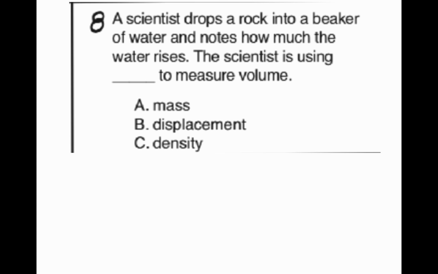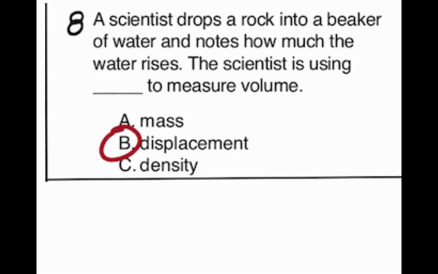Number 8. A scientist drops a rock into a beaker of water and notes how much the water rises. The scientist is using blank to measure volume. So what is he using to measure volume? And that's going to be displacement. And so that's just where we measure the water before and after. Before we put the rock in or other object, and then after. And we do some simple subtraction with those two numbers.